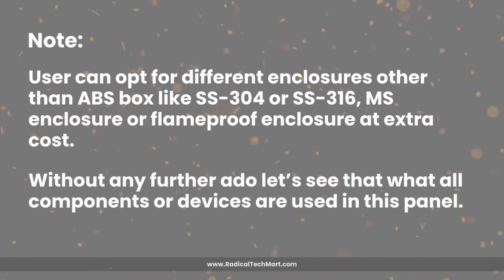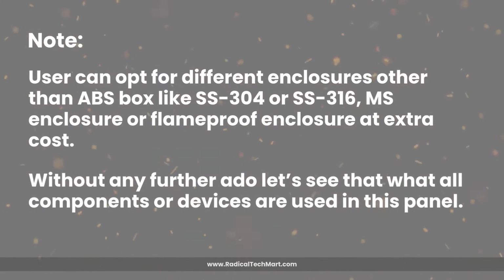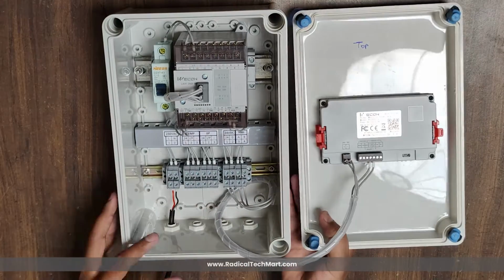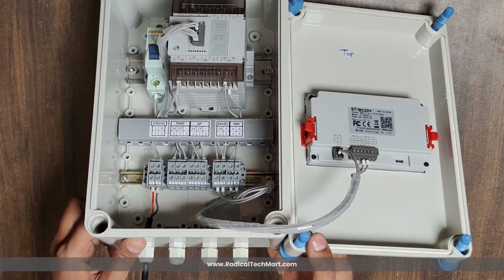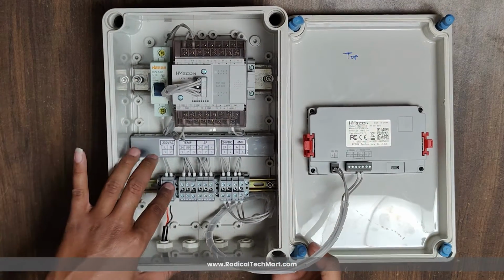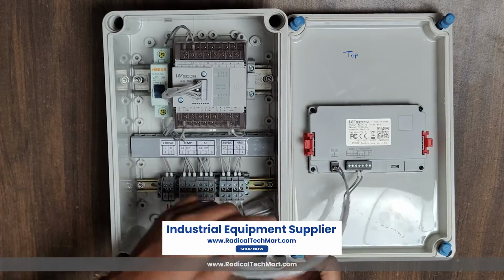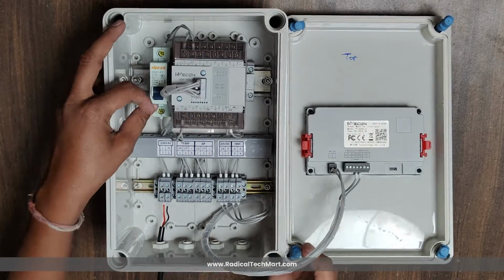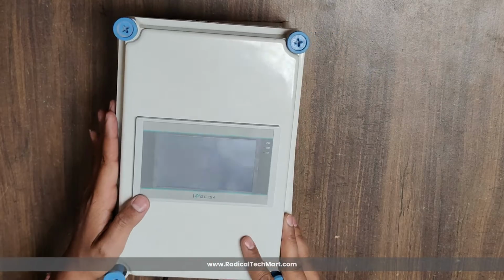Without any further ado, let's see what all components or devices are used in this panel. So the first thing we can see is the HMI screen, which is used to operate the panel. Next, if we open the lid, then we can see the PLC, which can also be referred to as the mind of the panel, as all the operations are done here in this PLC. Here in the panel, you can also see some other components like MCB and terminal connectors, which help in smooth operation. So this was about all the components that are present in the current panel.